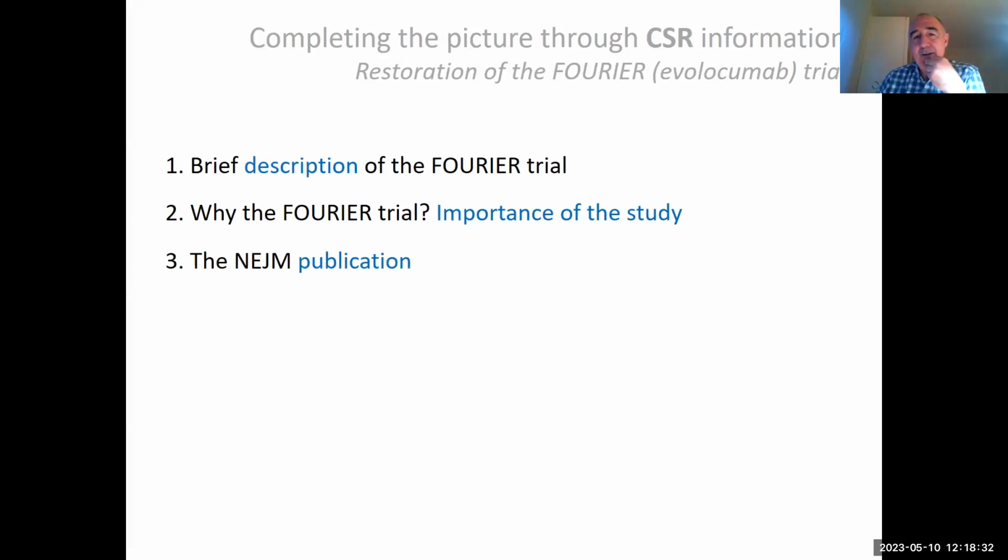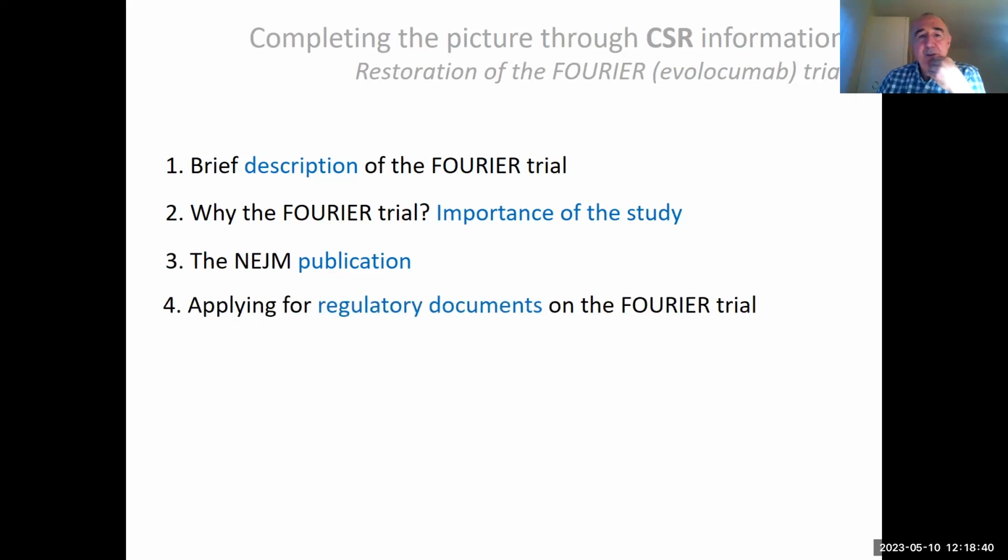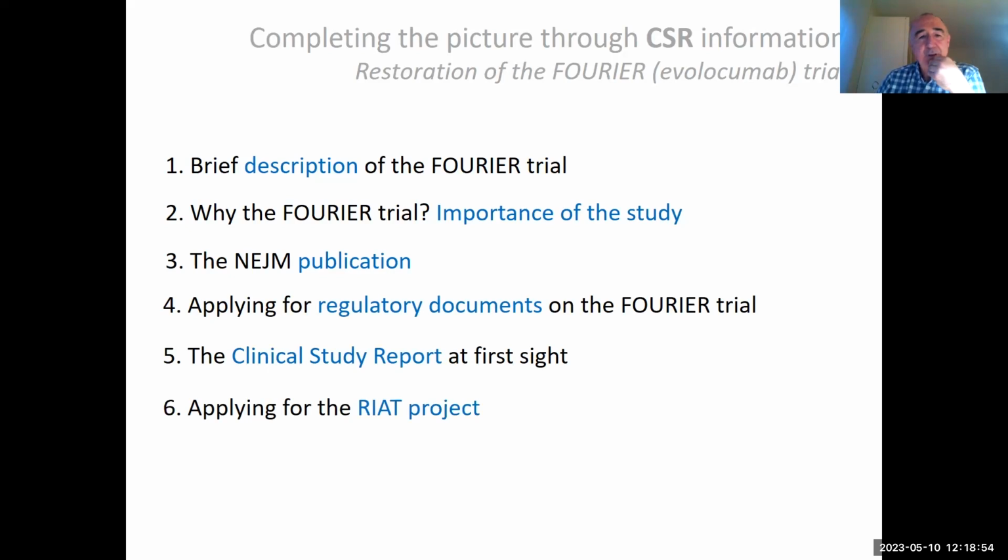We'll see what information we can obtain from the publication of the trial in the New England Journal of Medicine. Then I will explain how we applied for regulatory documents of this trial. We'll see what the clinical study report can let us know at first sight. Then how and why we applied for a restoration project. We decided to restore that trial. And then I will let you know how we did it, methods and results, right?